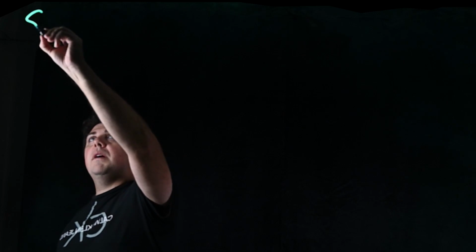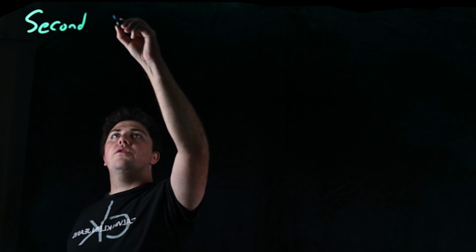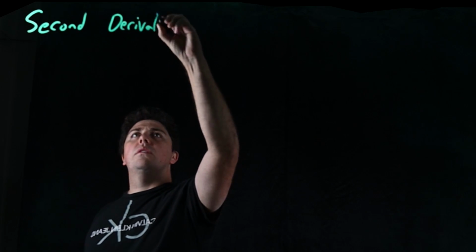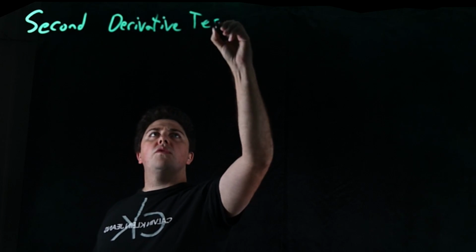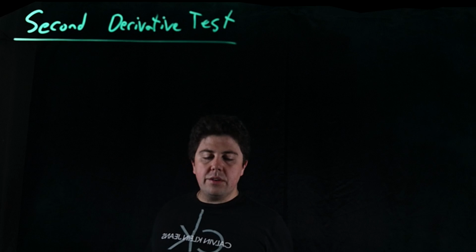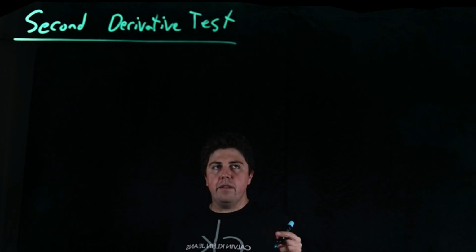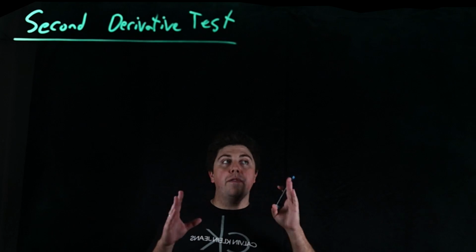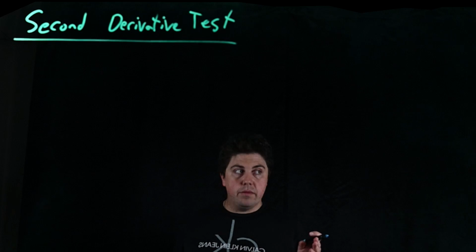Alright, so let's talk about the second derivative test. So why do we need another derivative test? Well, in the first derivative test, what you need to do is look at a function f and differentiate it and figure out when its derivative is positive and negative.